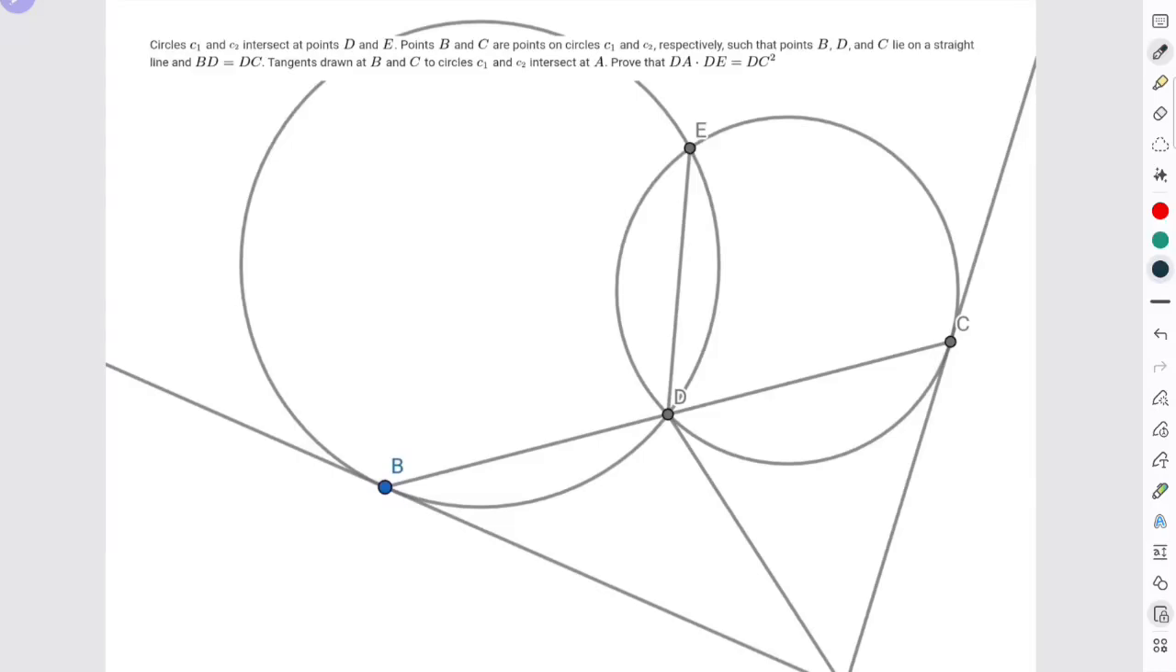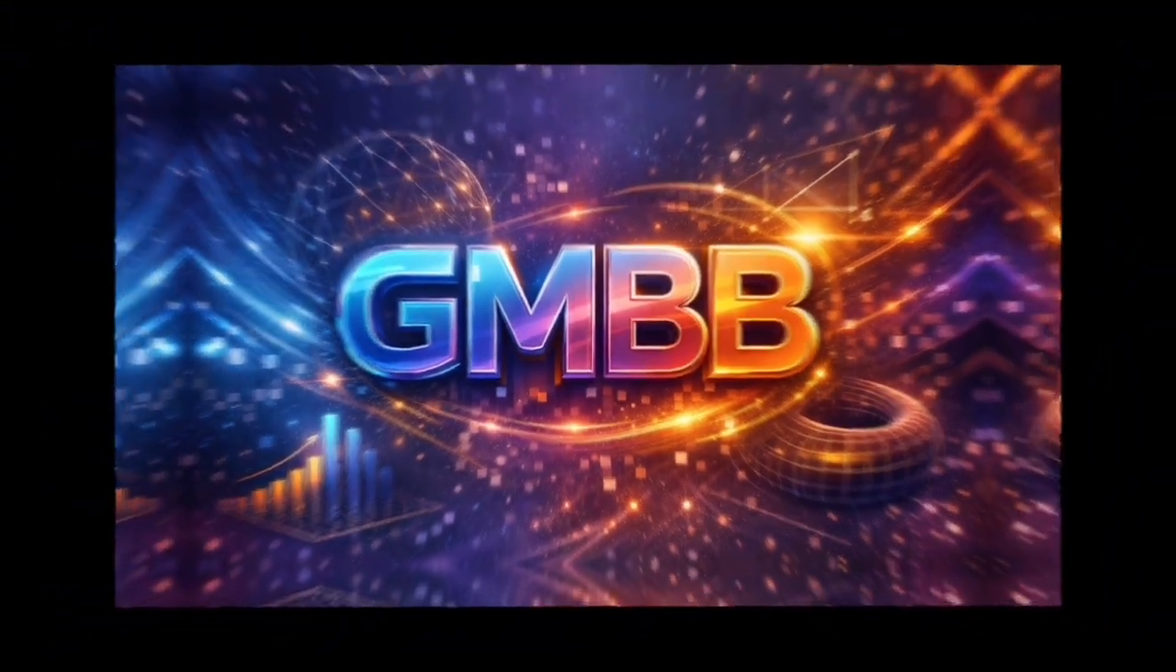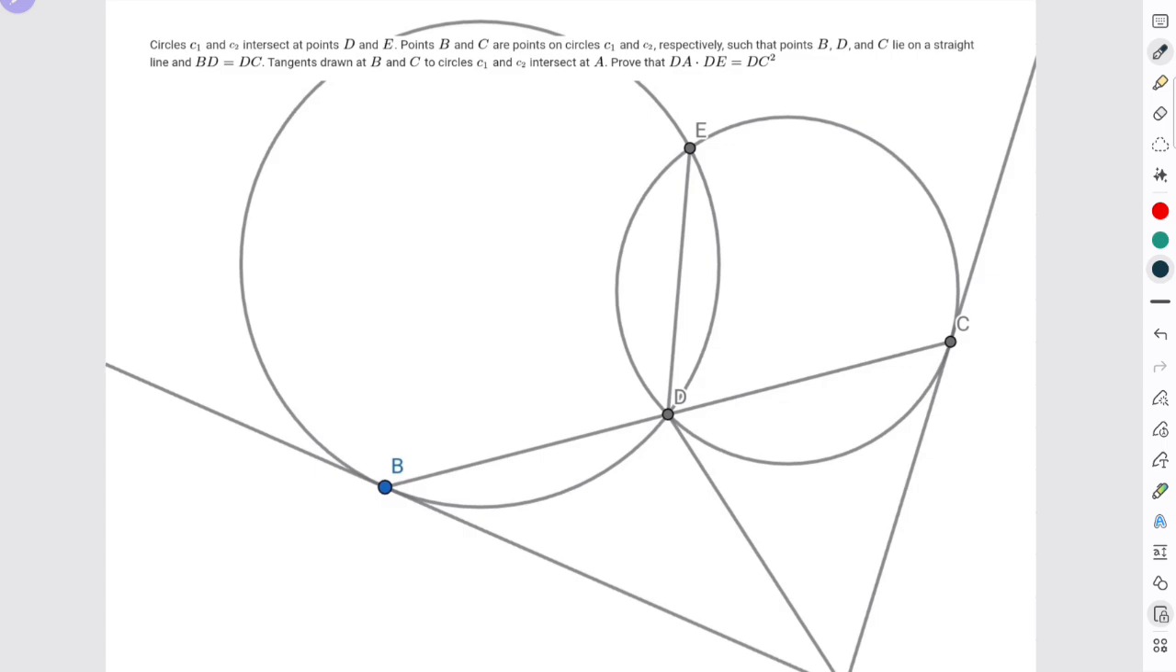Hi everyone. Today we will solve this energy boosting geometry question. It is from the Azerbaijan team selection test from 2025. It is given that there are two circles and the intersection points are D and E.